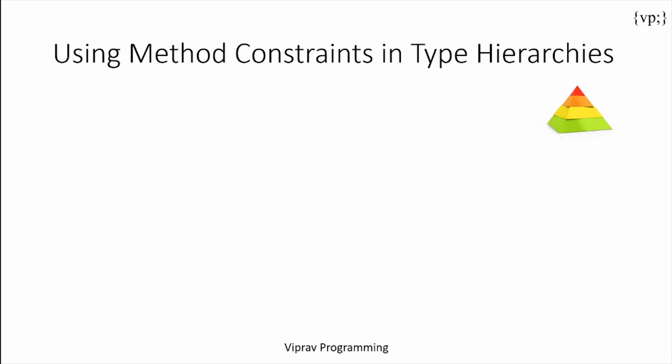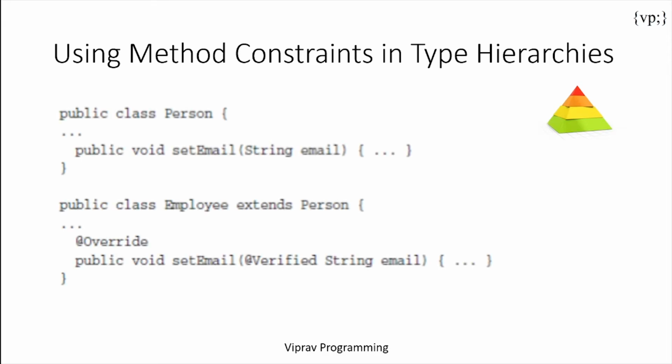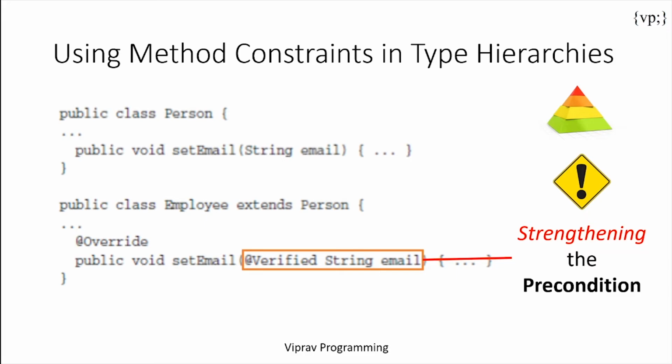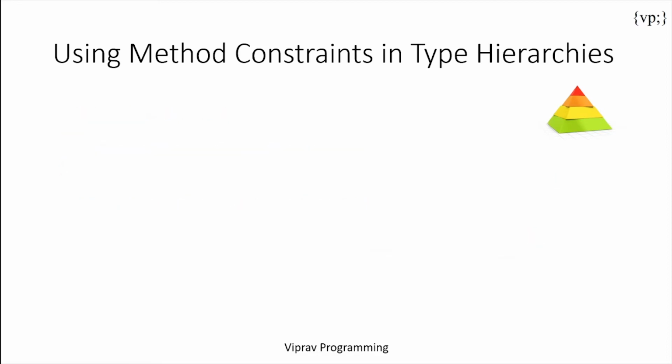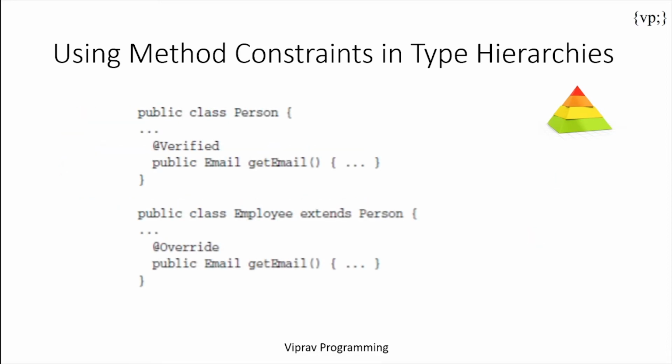Now to use method constraints and type hierarchies. When adding constraints to methods, you have to take special care to avoid unintended errors when using subtypes. The following code over here shows an incorrect way to use method parameter constraints in class hierarchy. Here, you can see that the subclass Employee over here has a more limiting parameter in its setEmail than its superclass Person. This is called strengthening the precondition. As you can see here, this condition is strengthened by this @Verified annotation, where this @Verified annotation was not here before in the Person class. This is not allowed.